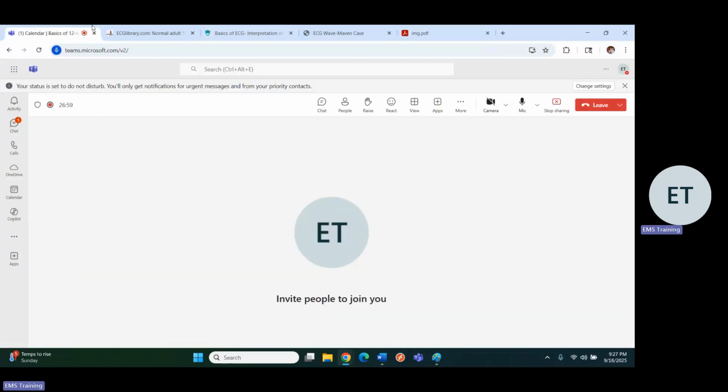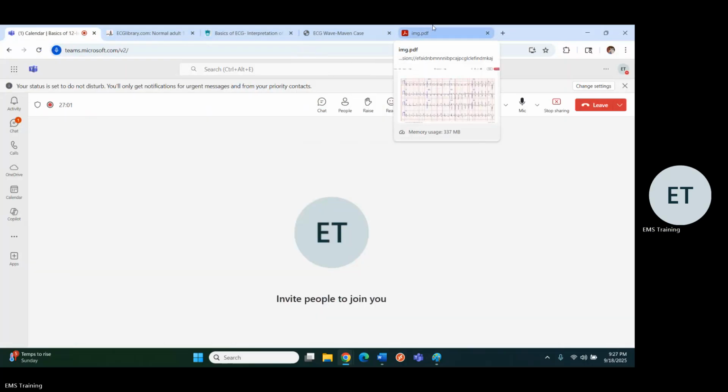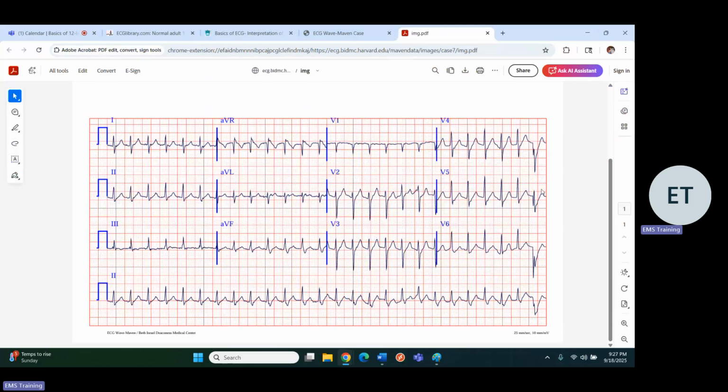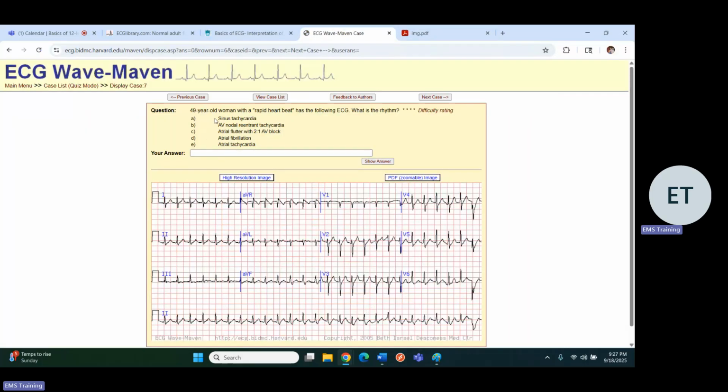So let's see. I bet it's going to be an old patient with shortness of breath, or some sort of vague symptom. I suppose they could have chest pain. Let's see. 49-year-old. Oh, younger than I thought. Woman with a rapid heartbeat has the following ECG.